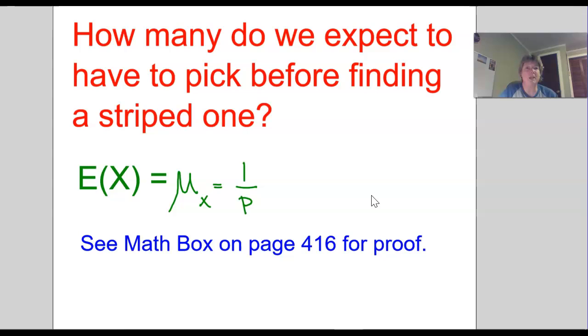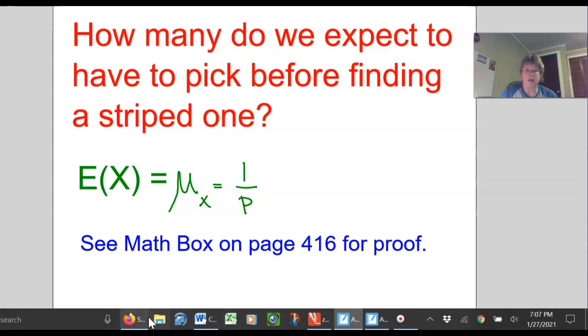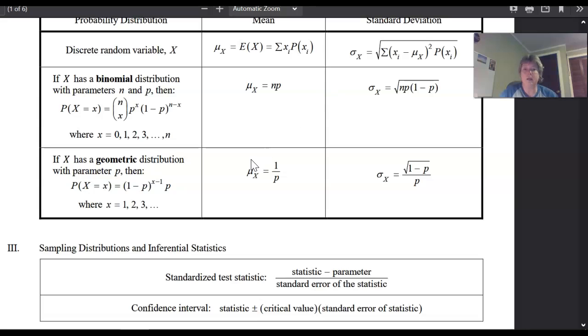And again, if you want to see a proof of that, you can go ahead and check out the math box on the bottom of page 416. So I just want to show you on your formula sheet here. So here's the expected value for that. So you'll notice here that it says if x has a geometric distribution. So a geometric distribution happens, these are ones we use probably the least often of all of these distributions. We're going to talk about binomial distributions in our next class. So a geometric distribution, or a geometric scenario, is where you're waiting for the first success to happen.